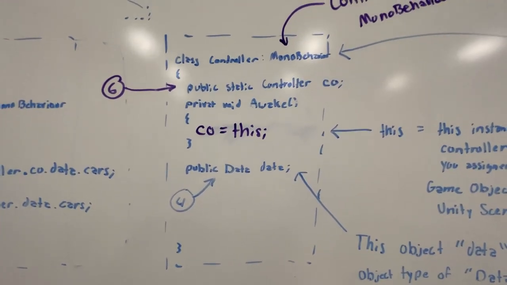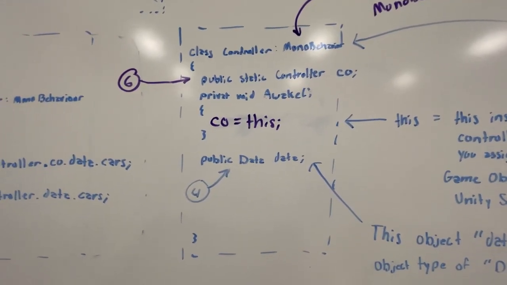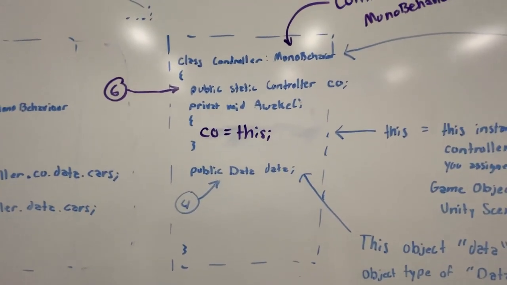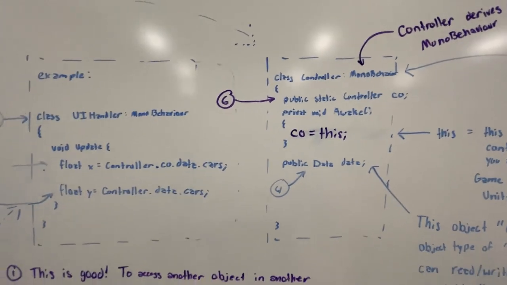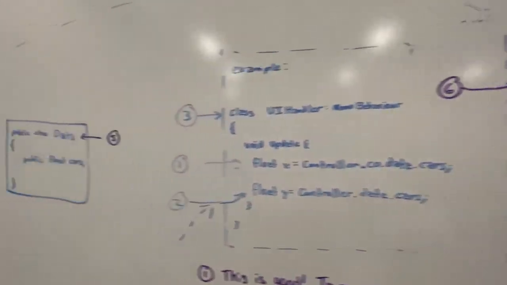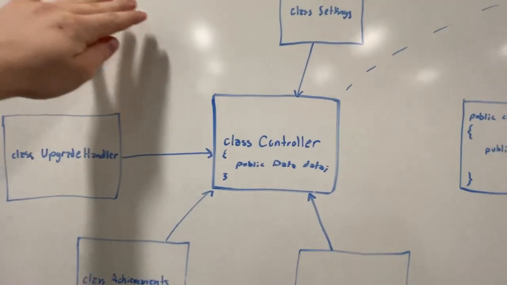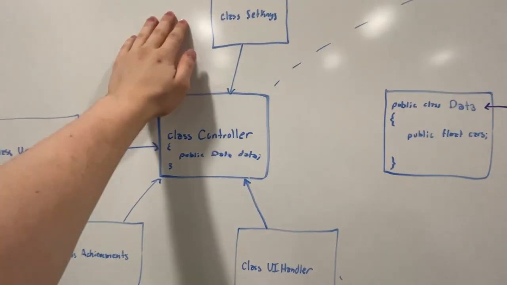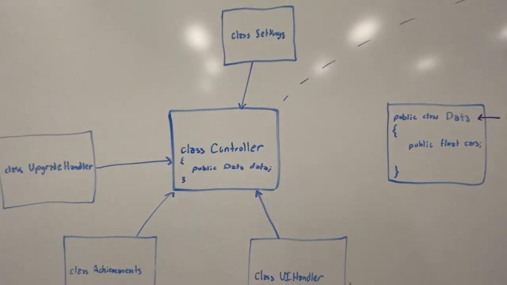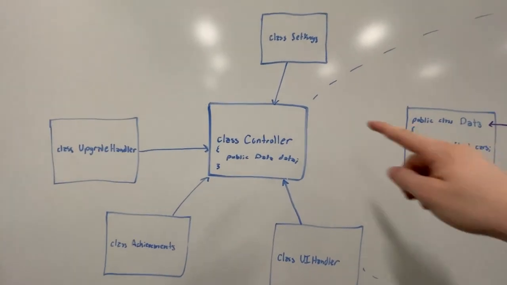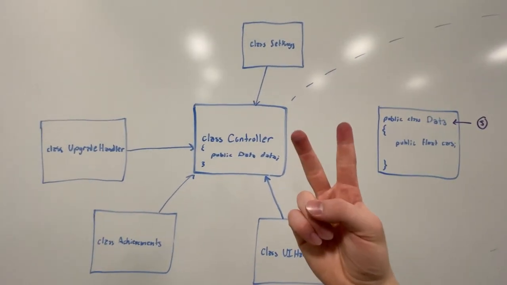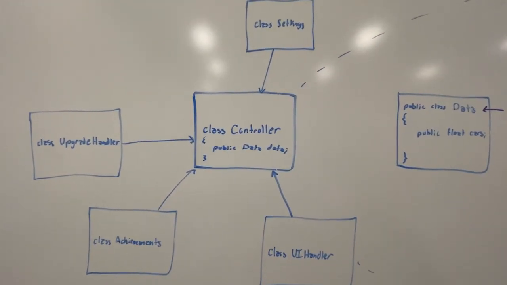And I want to quickly point out that I'm not encouraging you to add a bunch of classes within one script. I want you to split it up. So for example, I have my controller class. I have upgrade handler, UI handler, achievement settings. These are all going to implement MonoBehaviour. So each of these is, one, its own class, two, its own script.